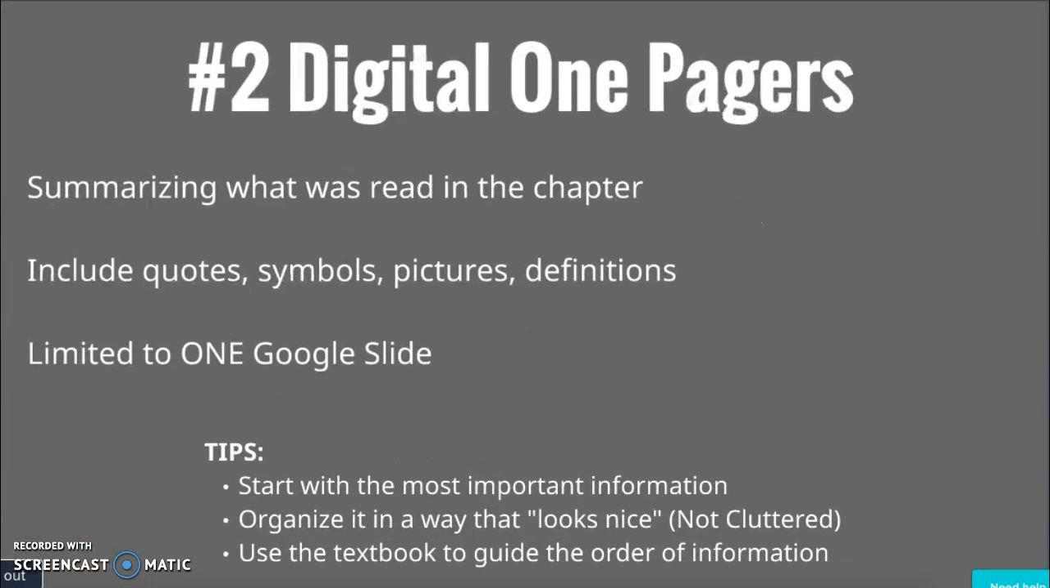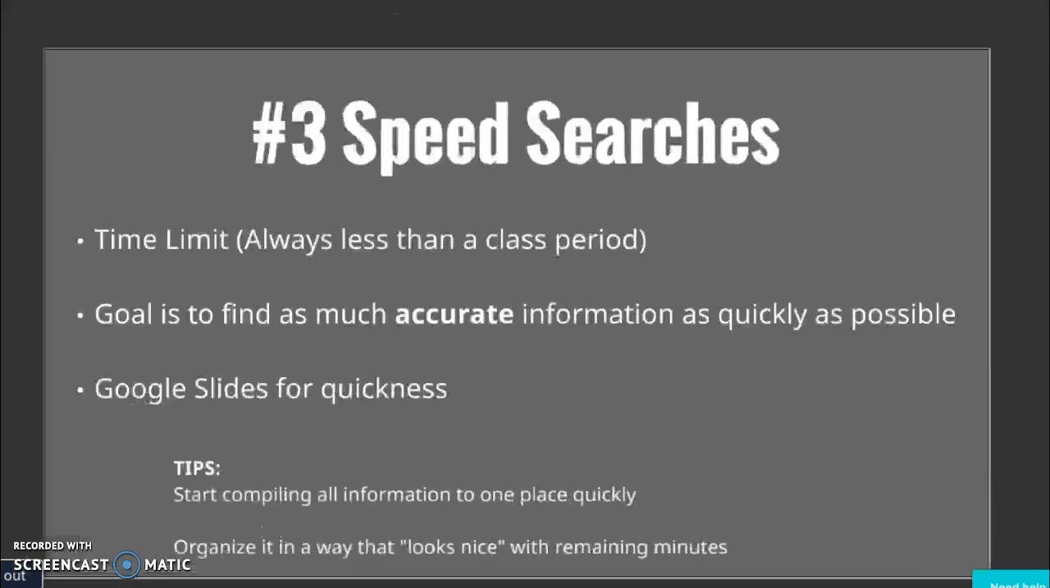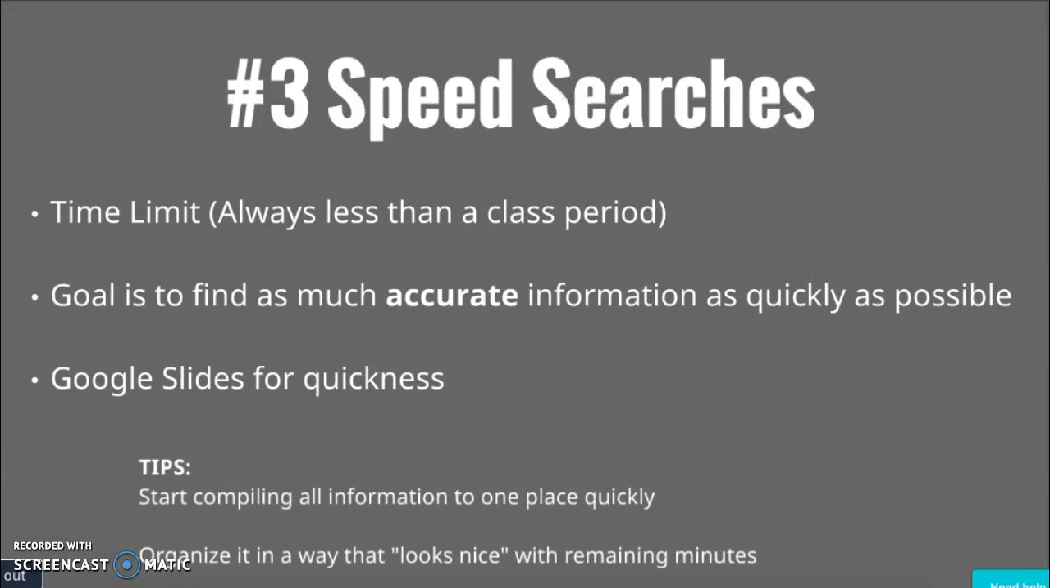On to digital one-pagers. This is also going to be a summary of what you read in the chapter, but it's going to be more in an artistic form. It's going to include quotes, symbols, pictures, and definitions. However, you are only limited to one Google slide. No more, no less. So again, some tips are start off with the most important information and organize it in a way that, quote unquote, looks nice and is not all over the place, and use the textbook to guide your order.